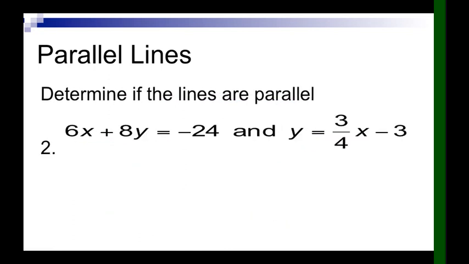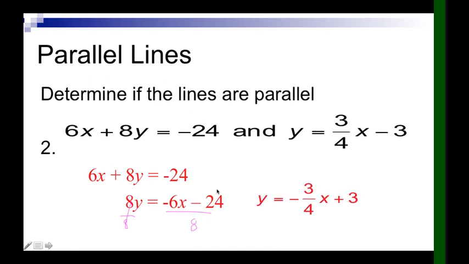Determine if the lines are parallel. We have this one, line 6x plus 8y equals negative 24, and line y equals 3/4 x minus 3. Again, their slopes need to be 3/4, the same. So let's have 6x plus 8y equals negative 24. I'll move 6x, so it becomes 8y equals negative 6x minus 24. Divide both sides by 8. So cancel. Negative 6 over 8 is negative 3/4, and then this one is negative 3.